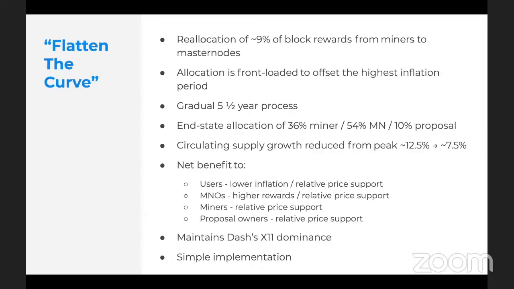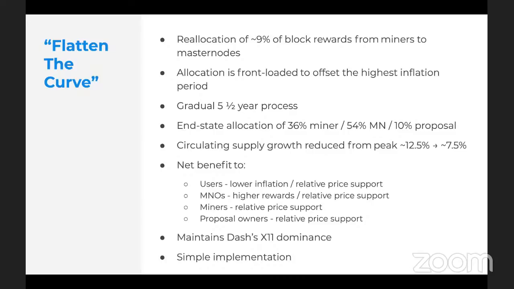This is a net benefit to all the participants in our network. And that may seem counterintuitive, so let me explain a little bit about that. Because a shift from miners to masternodes would have a relative effect on price of supporting the price by creating demand for masternode collateral.